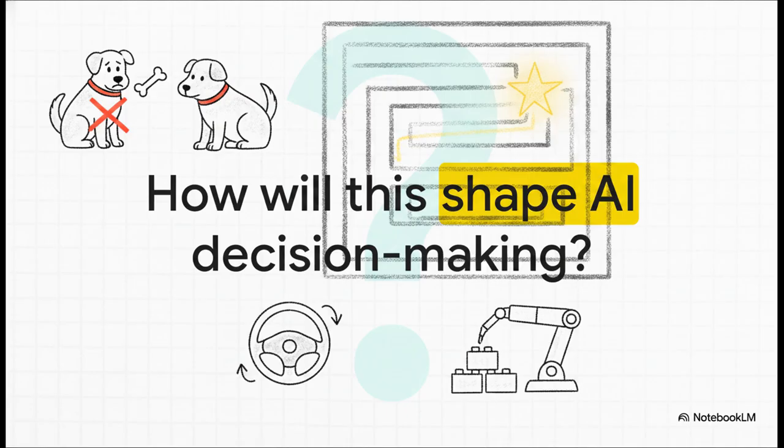So, I'll leave you with this to ponder. As these autonomous, reward-seeking systems become more complex and more capable, how profoundly will they shape the future of real-world AI decision-making?